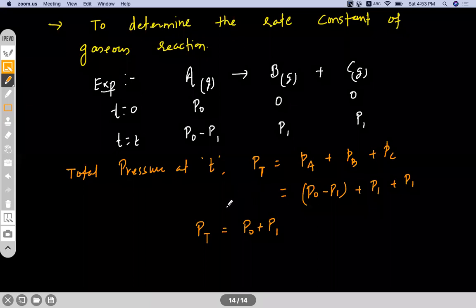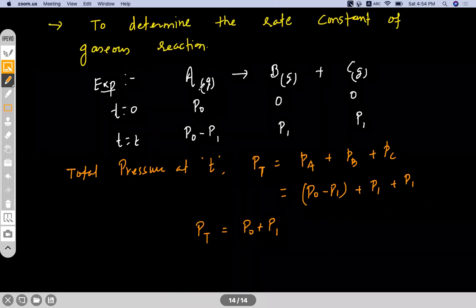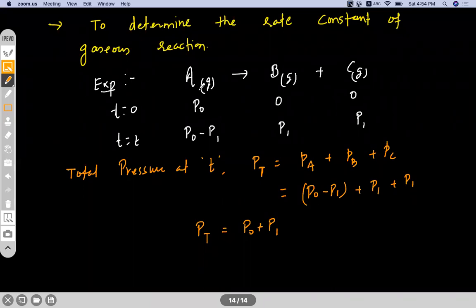This Pt will be given in the question, and suppose you need to find out the partial pressures of B and C. Or they may also ask what is the pressure of A at time t. So you need to find out what part of A has been converted into B, so that the pressure of A would be, where it is 2P1. P1 and P1 will get cancelled.